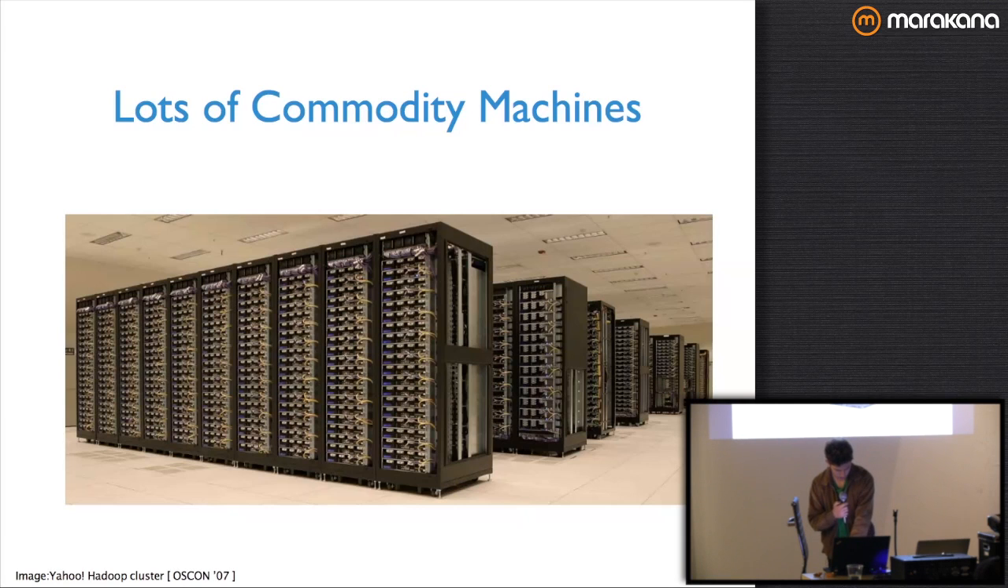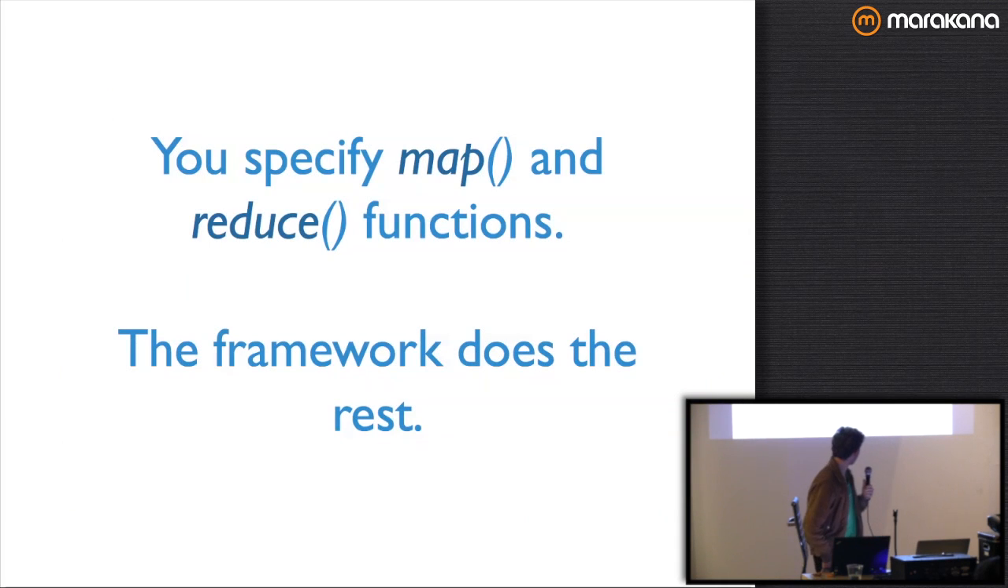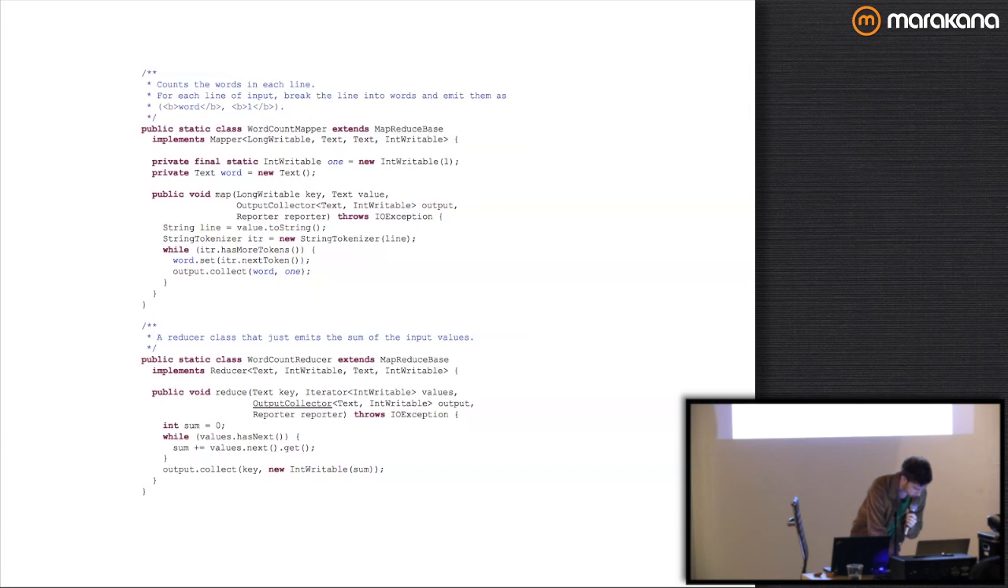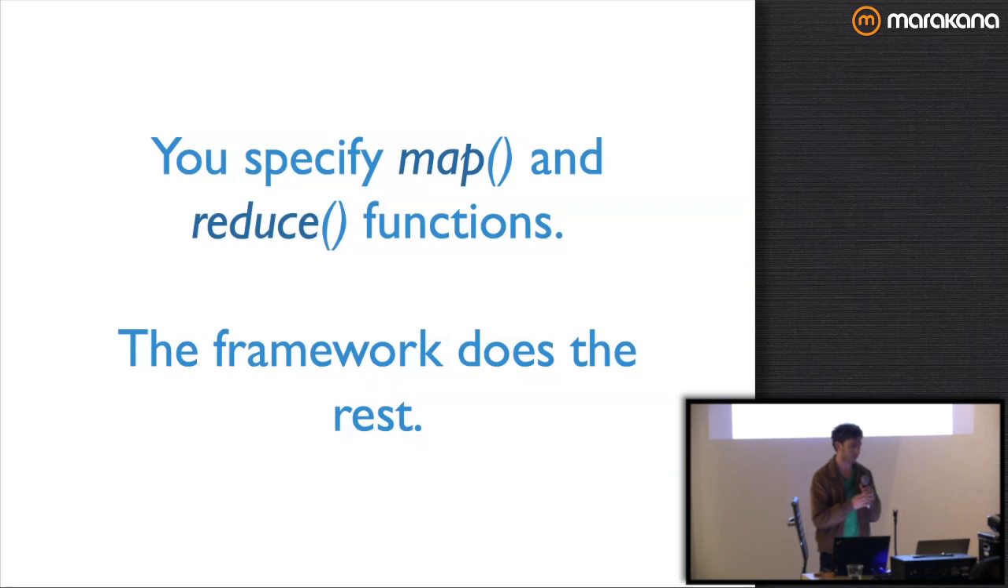So these people at Google came up with this idea, and this idea was MapReduce. So how does MapReduce work? At a very high level, you as a MapReduce programmer write your program in terms of two functions, a map function and a reduce function. And the framework pretty much takes care of the rest. So what are these functions like?